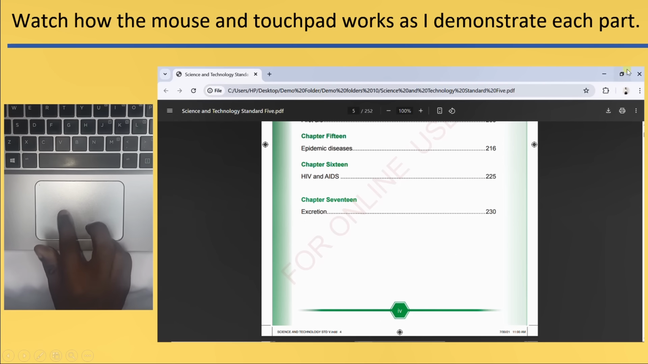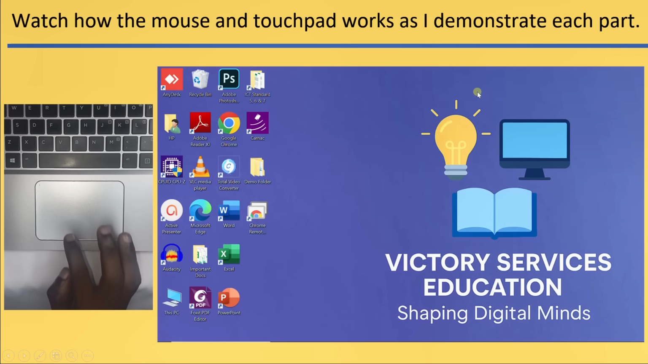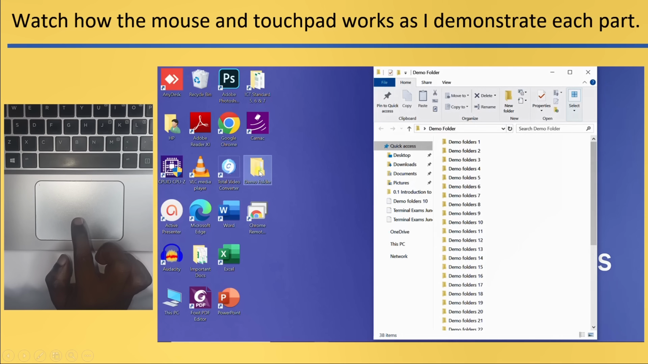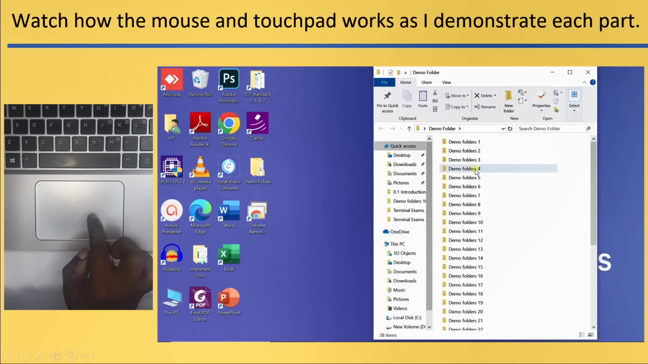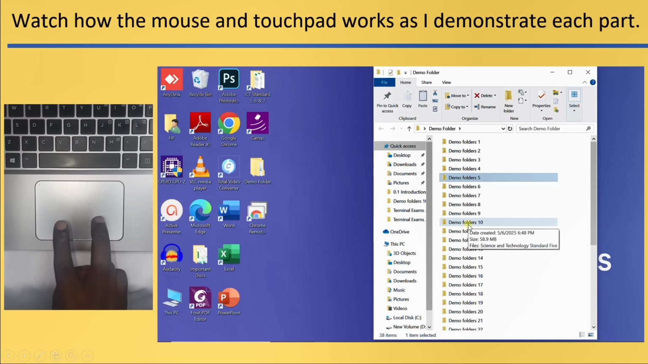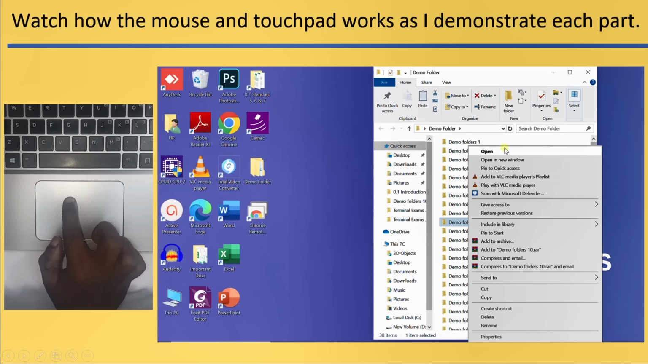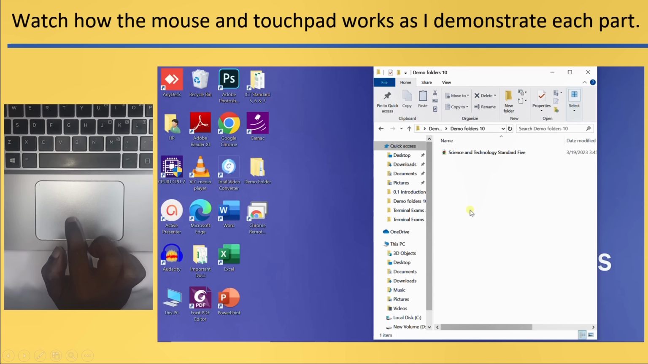Now, let me close the book and we begin all over. And the folder, let me close the folder. Now, I will use 1 finger to move the pointer to my demo folder. I'll double click the demo folder. My demo folder is open. I'll single tap with 1 finger on the touch area to select demo folder 5. Demo folder 5 is selected, but I will use 2 fingers to right click on demo folder 10 like that. I'll choose open, and then demo folder 10 is open.